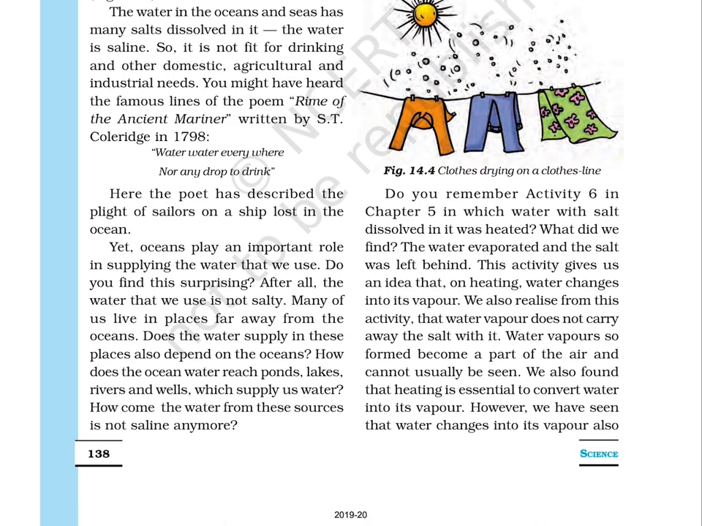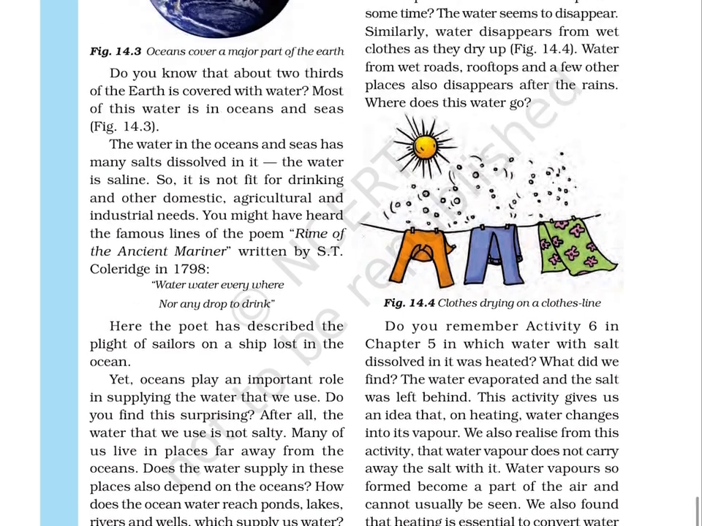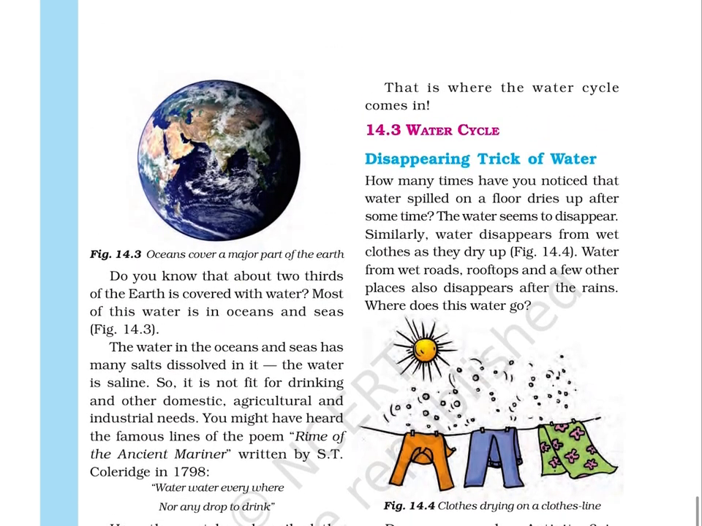Do you find this surprising? After all, the water that we use is not salty. Many of us live in places far away from the oceans. Does the water supply in these places also depend on the oceans? How does the ocean water reach ponds, lakes, rivers and wells which supply us water? How come the water from these sources is not saline anymore? That is where the water cycle comes in.